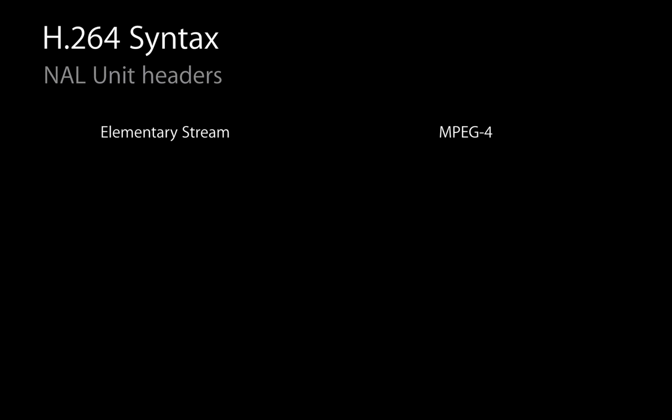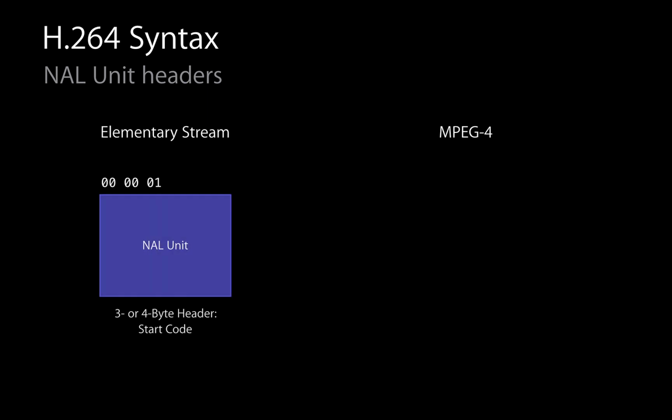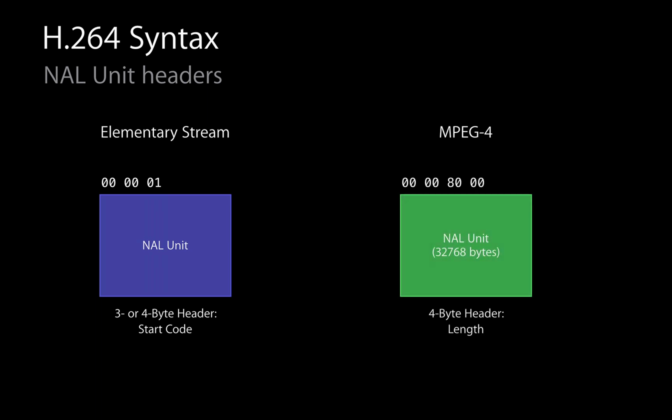All right. So the next difference that we're going to talk about between an elementary stream and MPEG-4 packaging is in the NAL unit headers. Each NAL unit in an elementary stream will have a 3 or 4 byte start code as the header. And in MPEG-4 packaging, we have a length code. So for each NAL unit in your stream, you have to strip off that start code and replace it with a length code. That's the length of the NAL unit. It's not that hard.